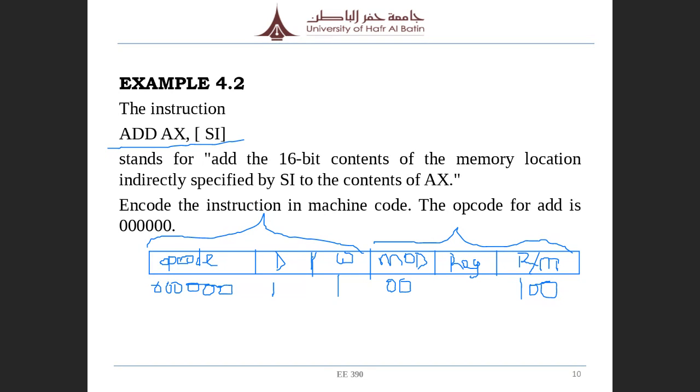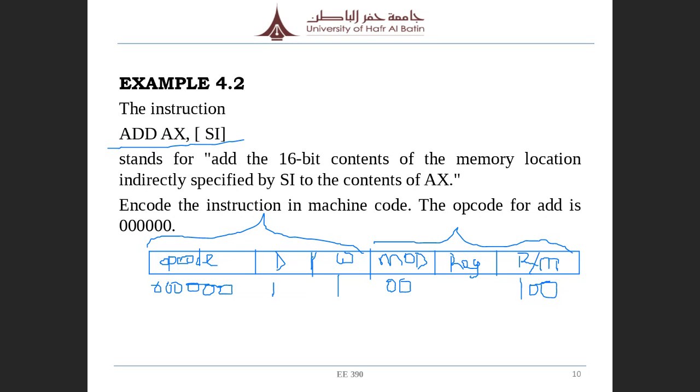Yeah, so there is a table. If you look at the table, mode 00, under the mode 00, the memory location is represented by SI. You can see the bracket, within a bracket SI. Then R oblique M, register or memory, is 100.